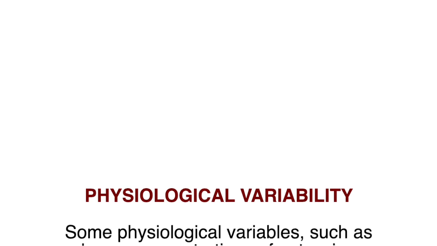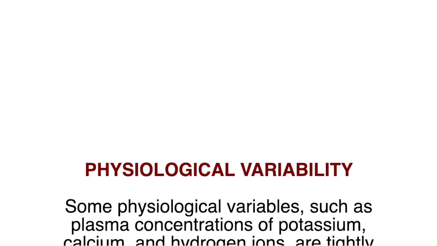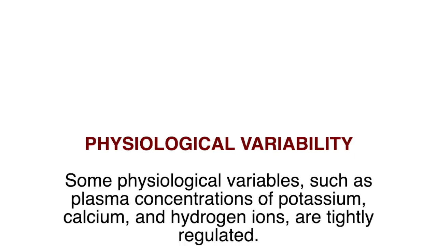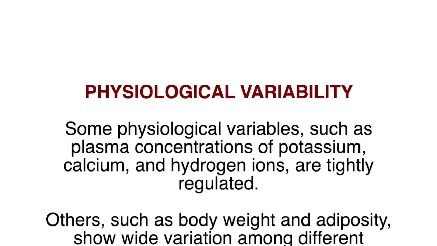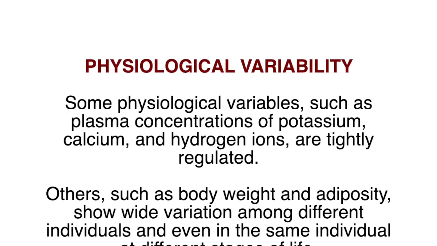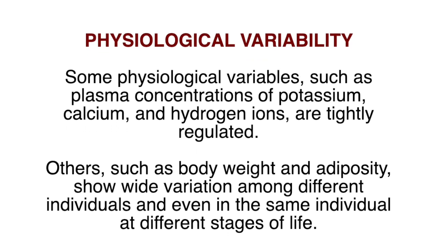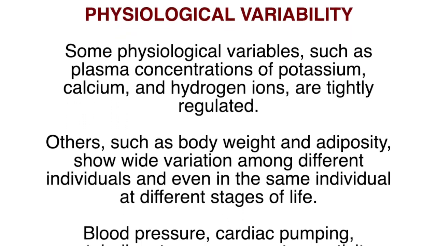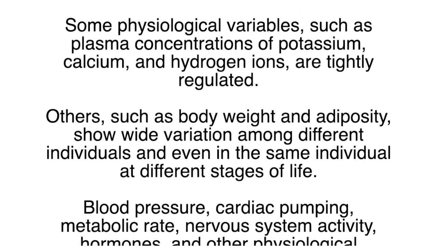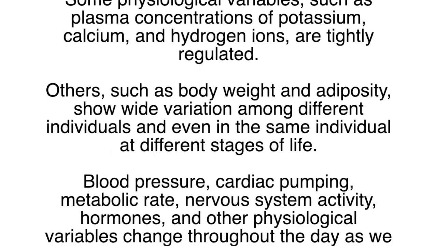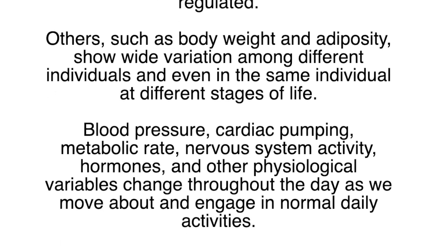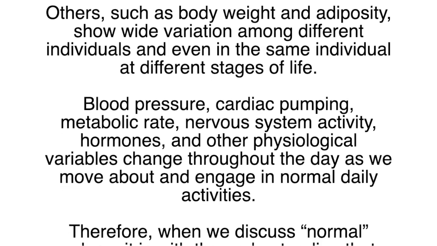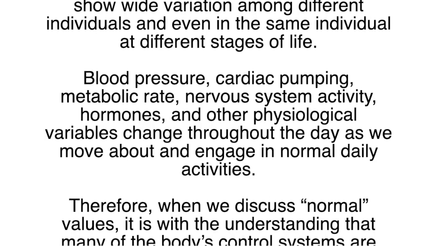Physiological variability. Some physiological variables, such as plasma concentration of potassium, calcium, and hydrogen ions, are tightly regulated. Others, such as body weight and adiposity, show wide variations among different individuals and even in the same individual at different stages of life. Blood pressure, cardiac pumping, metabolic rate, nervous system activity, hormones, and other physiological variables change throughout the day as we move about and engage in normal daily activities.